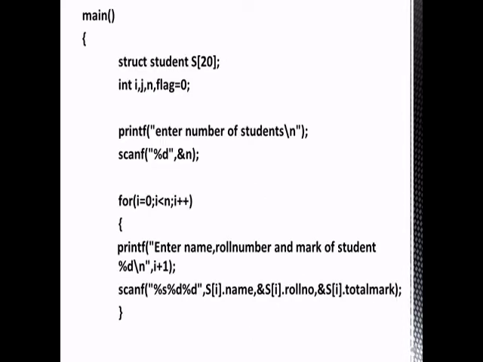In the main program, you have declared an array of structure student as 20. You are reading the number of students as n. Then, using a loop for i equal to 0 till n, you are reading the name, roll number and mark of the student. And it is stored respectively in the member variables.